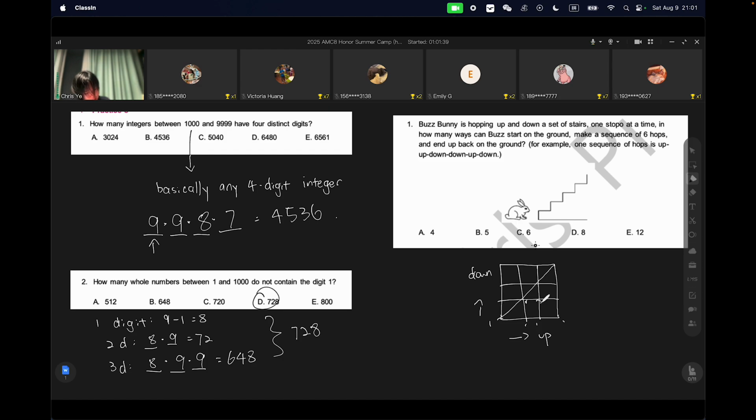And adding up together, this will be 2, 3, and 2, 5, and our final answer is that there are going to be 5 ways for Bugs to start on the ground and make a sequence of 6 hops. So the answer is going to be 5.